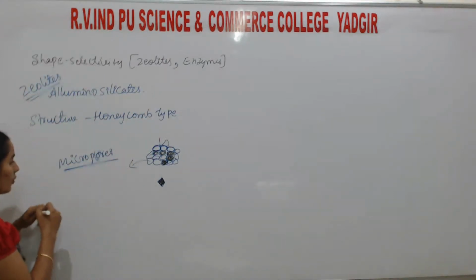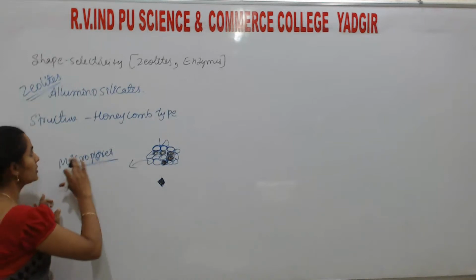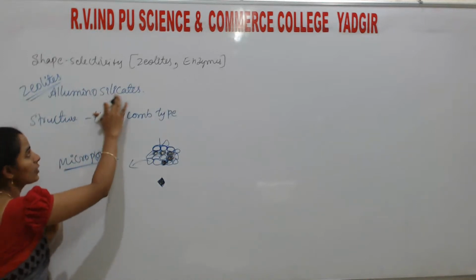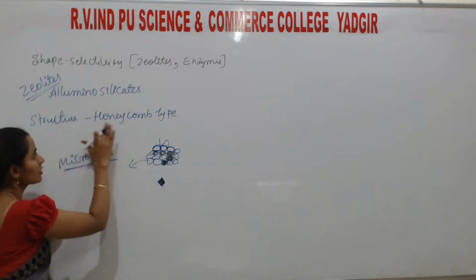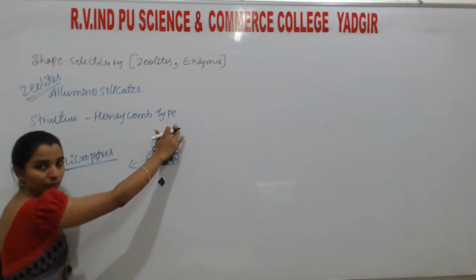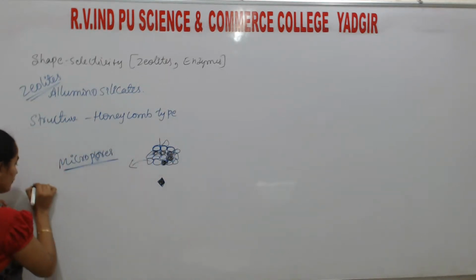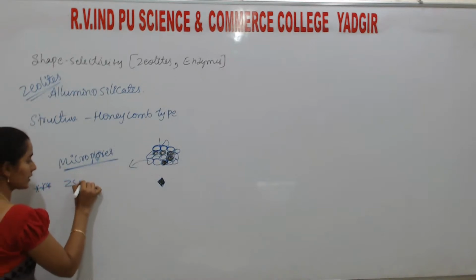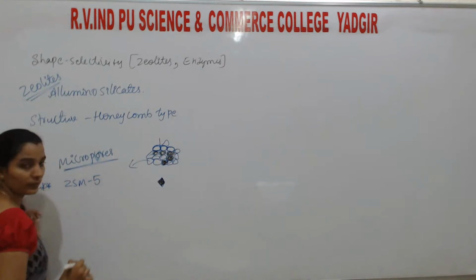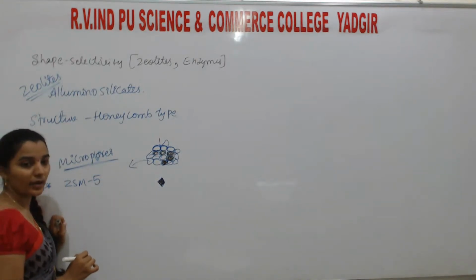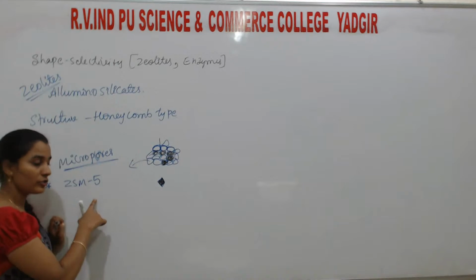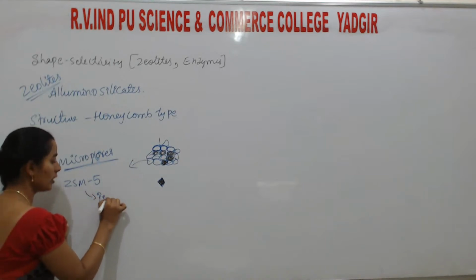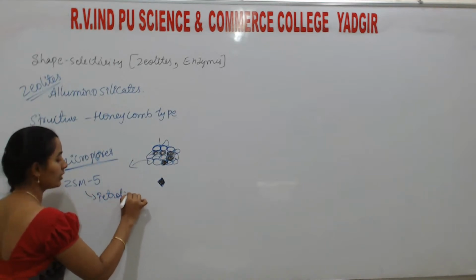So students, one of the keys you have to remember is that these are called micropores, aluminosilicates having the honeycomb type structure. Okay? So one of the important zeolites is ZSM5. ZSM5 is the important zeolite which is used in the petrol industry.